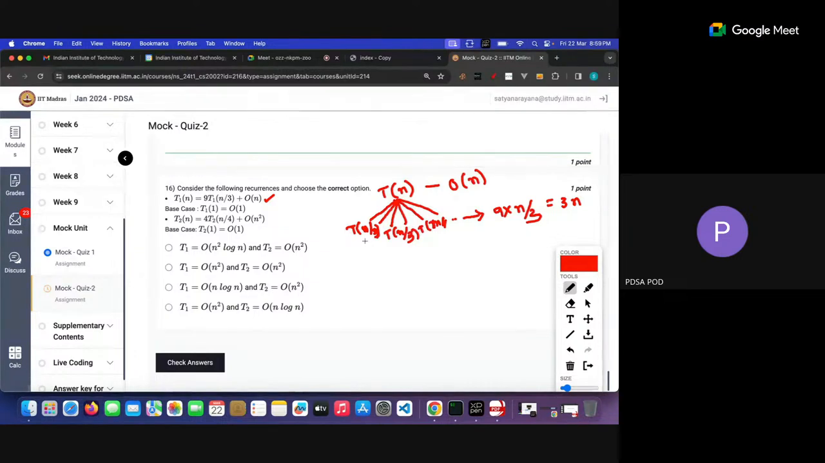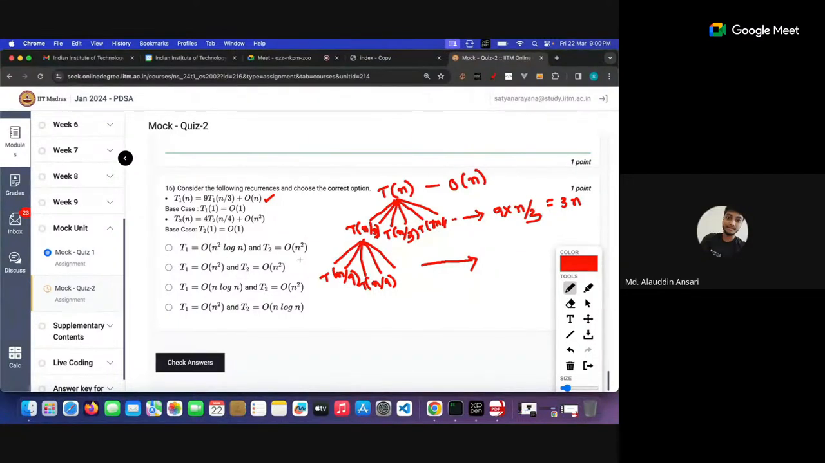When you go for the next level, again this part is going to be divided into 9 parts. n by 3 is divided into again 9 parts. Again 9 parts means you are getting n by 9, T of n by 9, T of n by 9. If you consider this 9 times, what is the cumulative of this one? For each, 9 into n by 9.